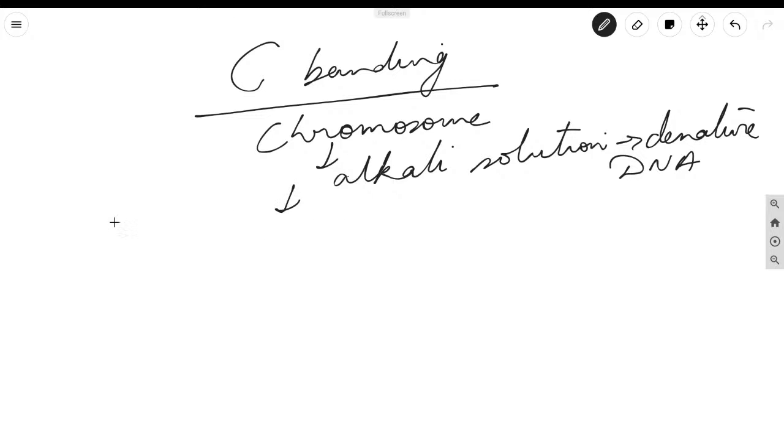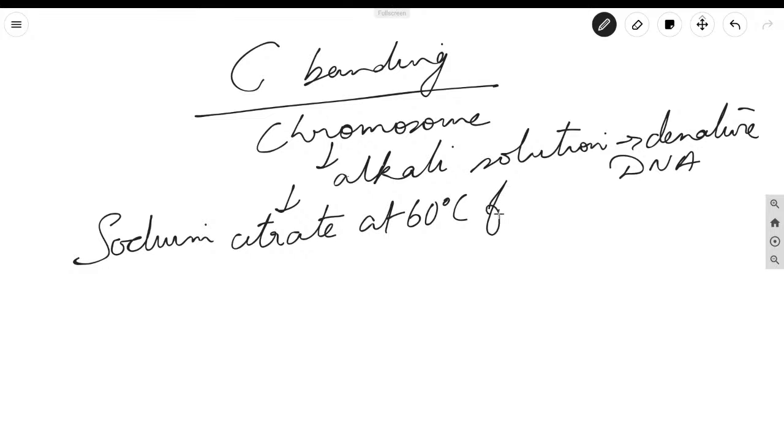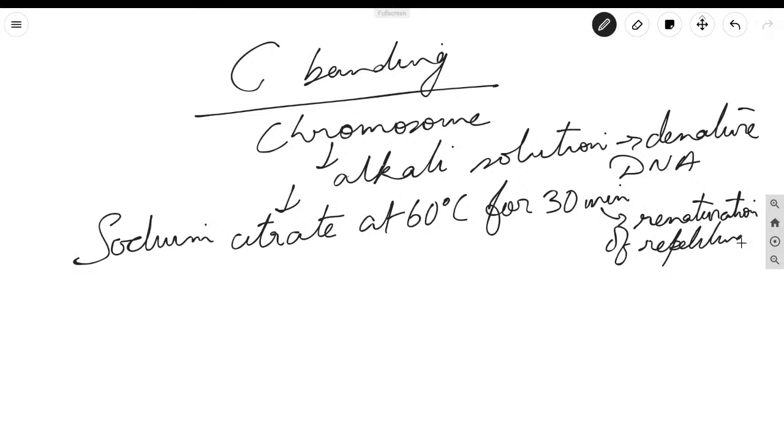Sodium citrate at 60 degrees Celsius for 30 minutes. This will cause the renaturation of only repetitive DNA. Very, very important, because the centromere is a repetitive DNA. So renaturation of repetitive DNA will happen, but renaturation or rebinding of non-repetitive DNA will not happen.